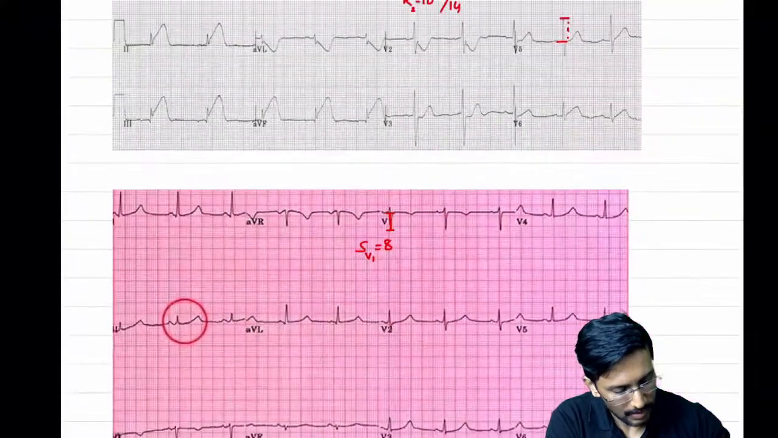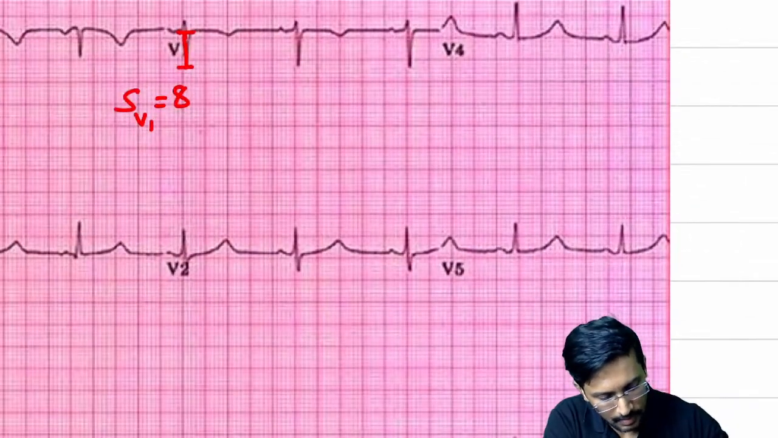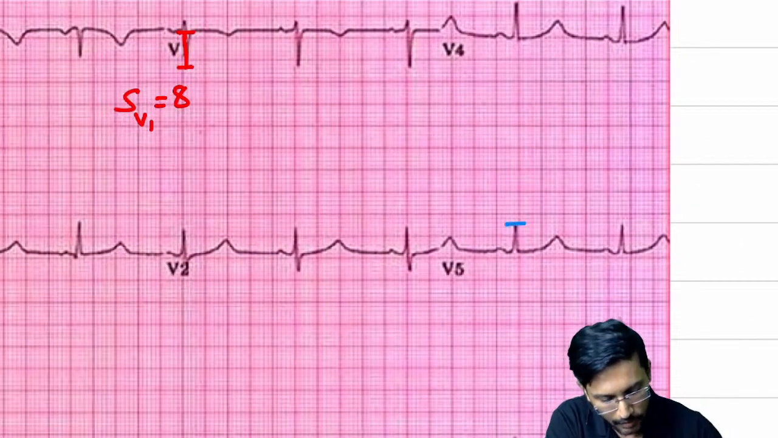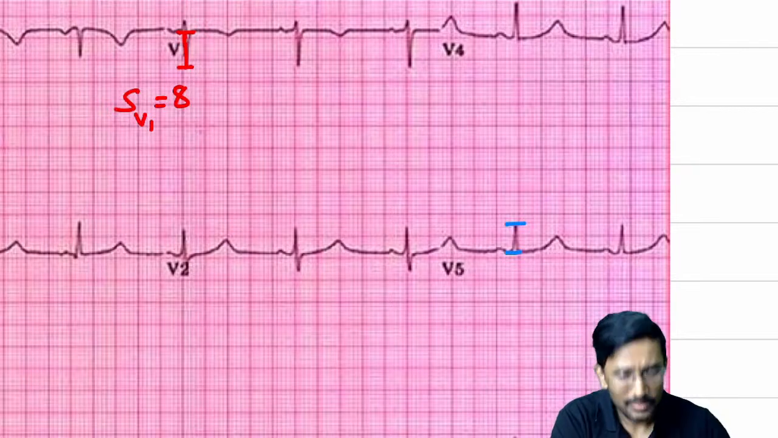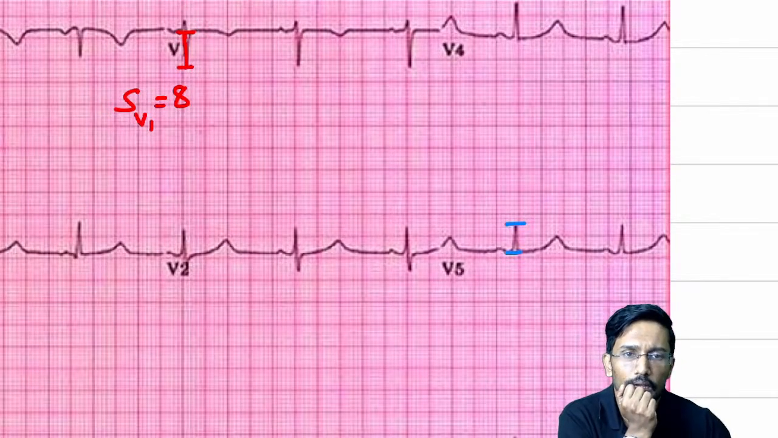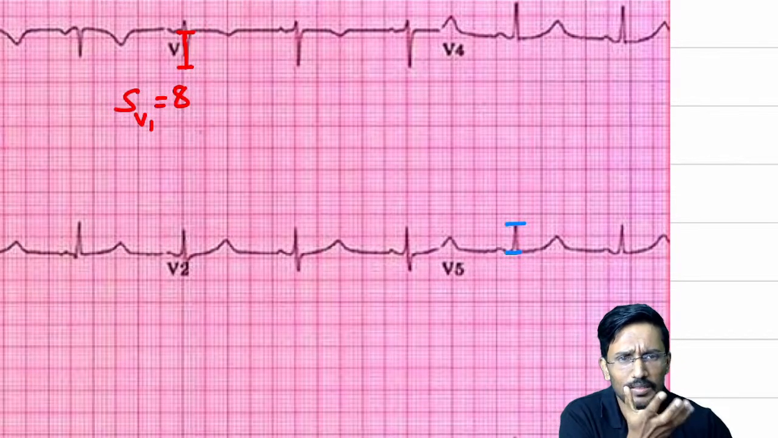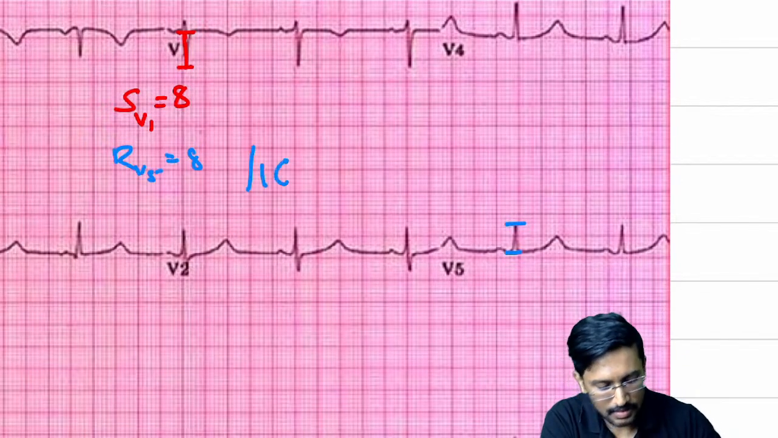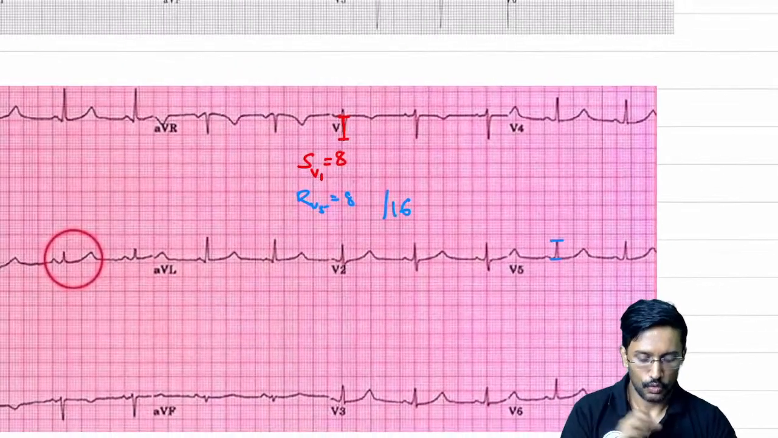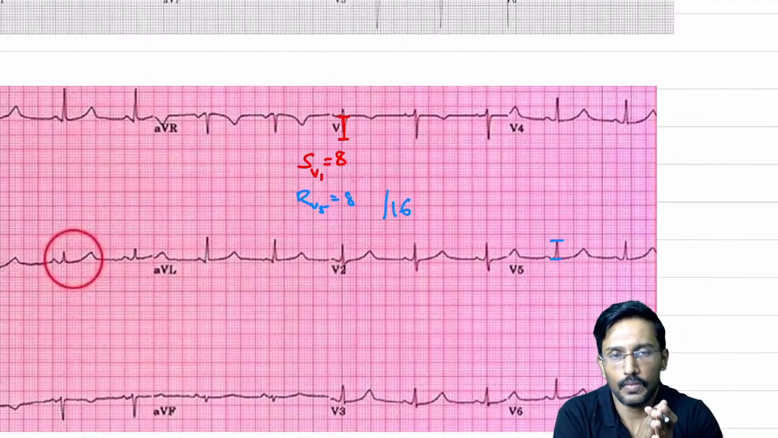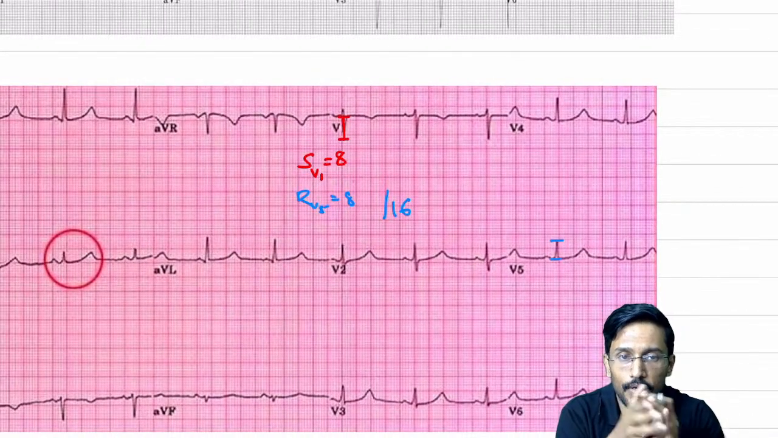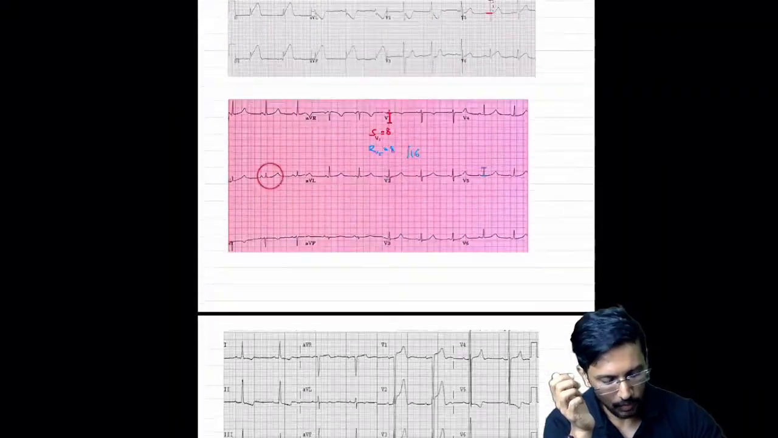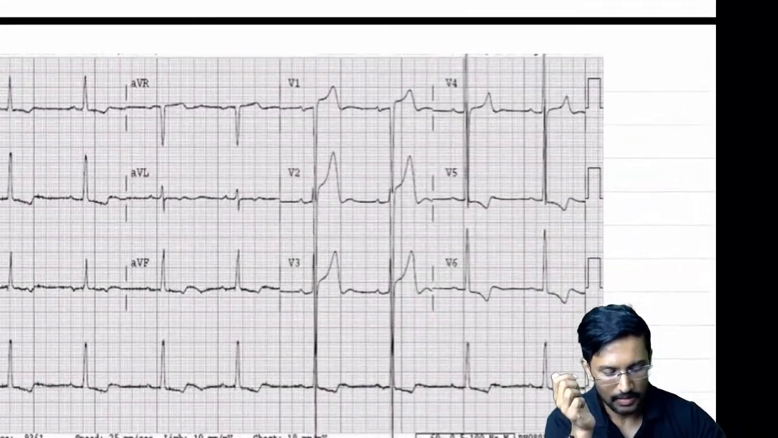And then I have to look at R in V5 or V6. Let me see R in V5. How much is it? It is also around 7, not fully 2 large boxes. Let me count it as 8 otherwise. So if I say R in V5 is 8, so that total becomes 16. That means this patient also does not have left ventricular hypertrophy, right? Now let me take you through the next ECG.